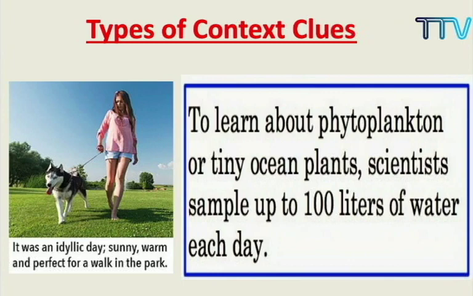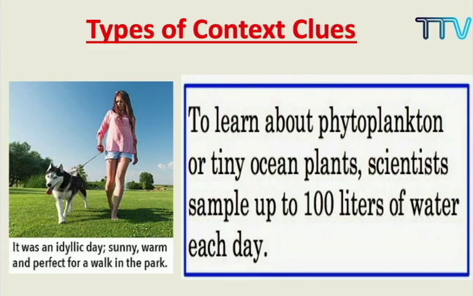So, to learn about phytoplankton, or tiny ocean plants, scientists sample up to 100 liters of water each day. If you are not familiar with the word phytoplankton, now you get some meaning from the clue, "or tiny ocean plants." What is a phytoplankton? Phytoplankton is a tiny ocean plant, already there. So that is the context clue.